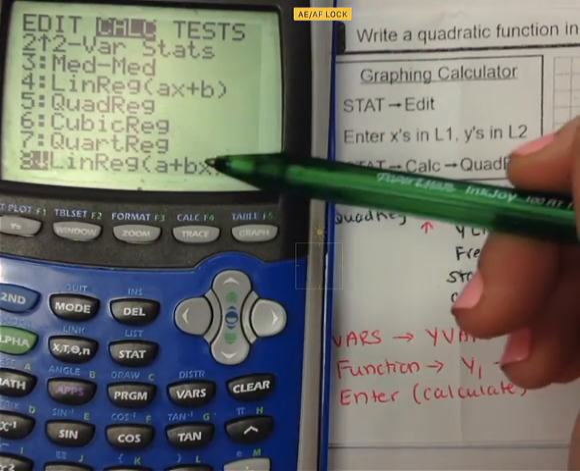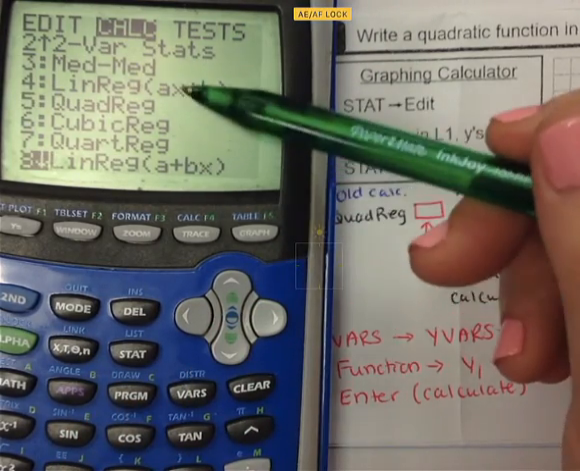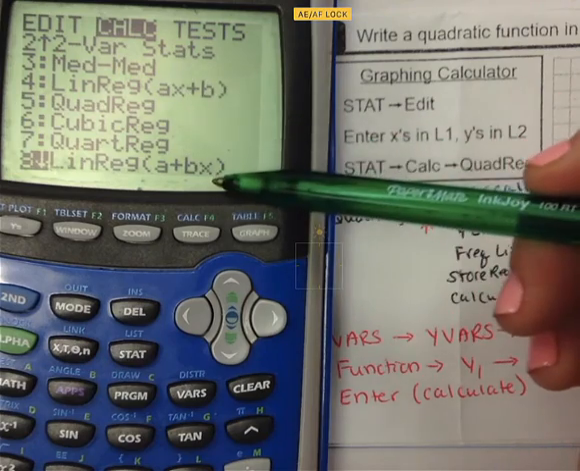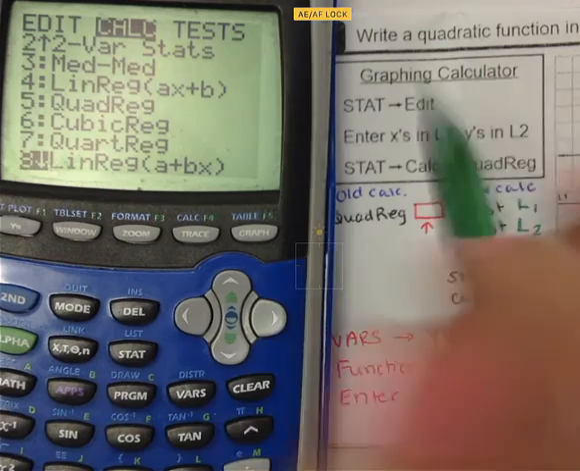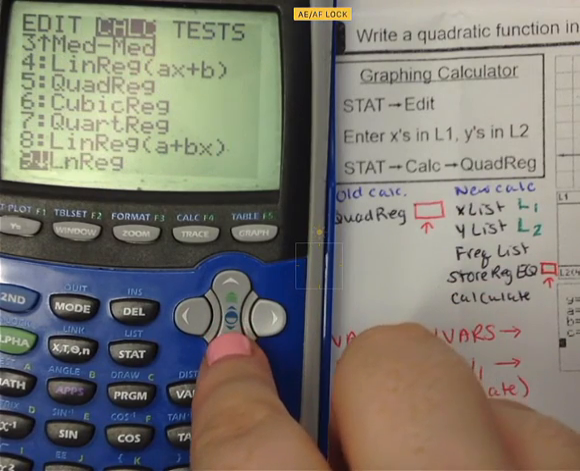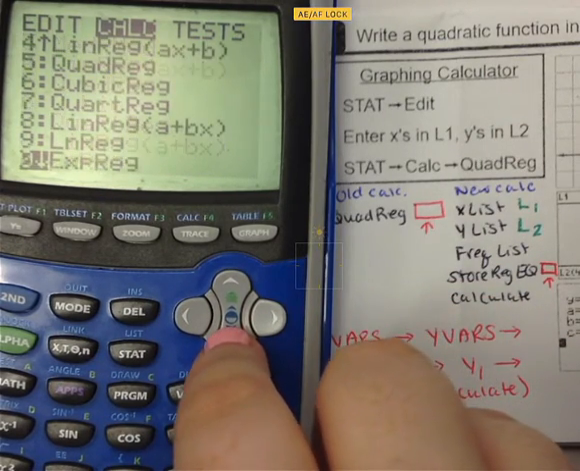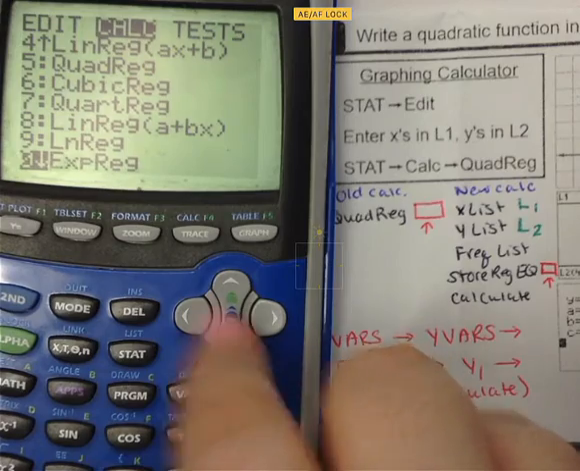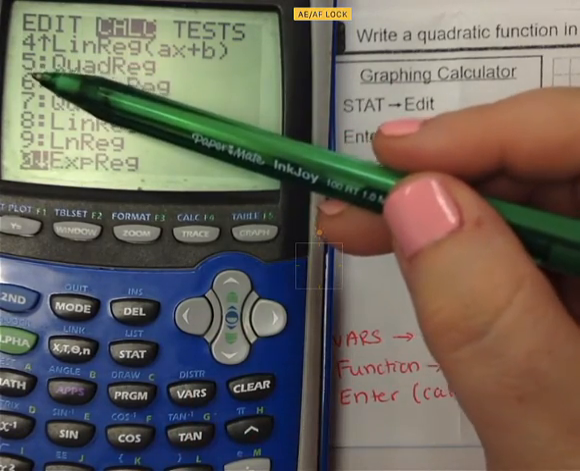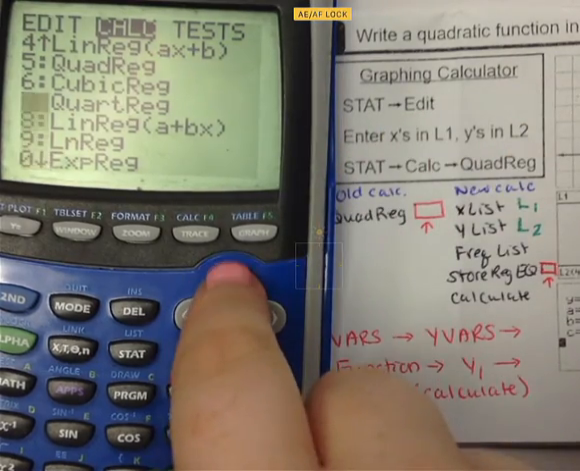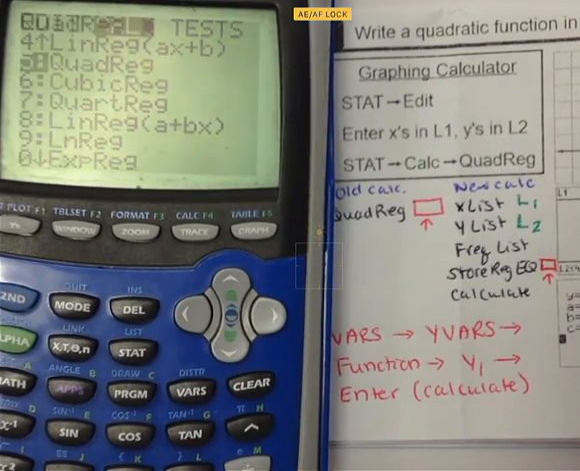There's another linear regression, but the slope is at the end of the problem instead of at the beginning. So that's the only difference between those. There's also a natural log regression and an exponential regression. Now again, we're going to focus specifically on quad reg, so we're actually dealing with number 5. So I'm going to come up here to number 5, quad reg, press enter.